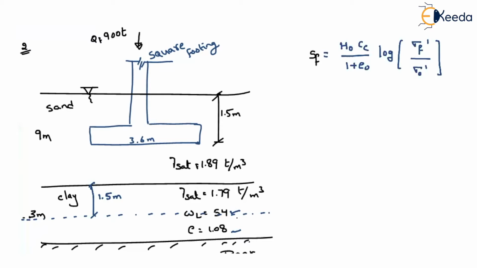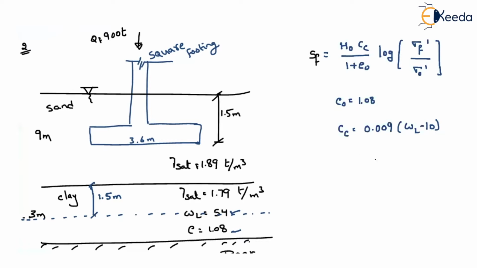So if you're talking about the clay layer, your void ratio is given. So e naught is given as how much? 1.08. How can I find the compression index? I can find it by using, if you remember the formula, 0.009 into liquid limit minus 10. Do not confuse this. What is the formula for IP for A line? 0.73 into WL minus 20, okay? While writing the formula, you should be confident.